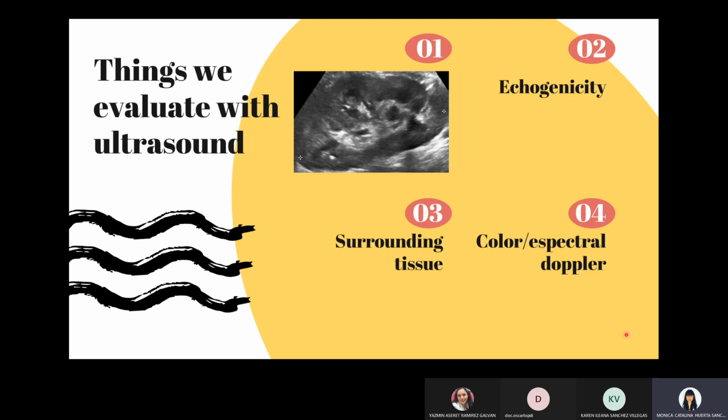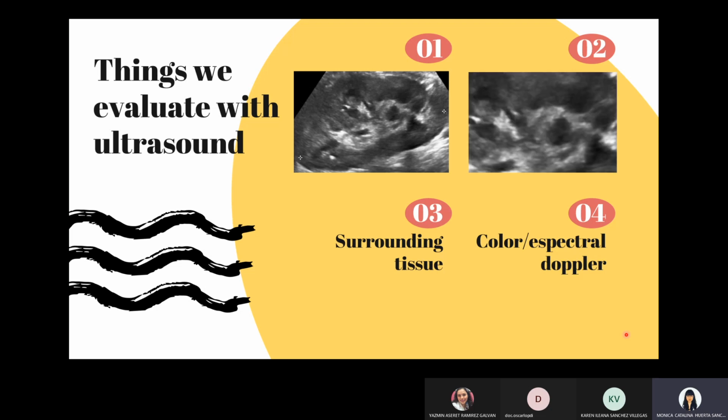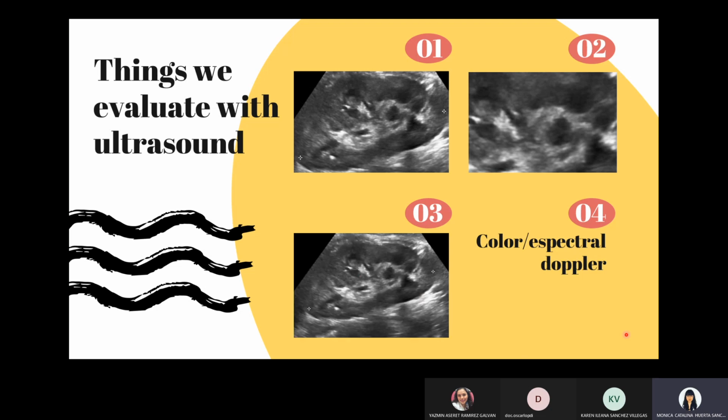In echogenicity, we can have a slightly more echogenic sinus than normal, but we should always have a good cortical medullary differentiation, and our patient also had that. And the surrounding tissues, as I said, we can find some of the first signs of complication and rejection. We can have hematomas, we can have abscess, we can have signs of infection. So we have to always search for those.